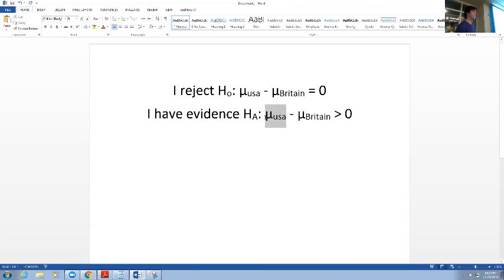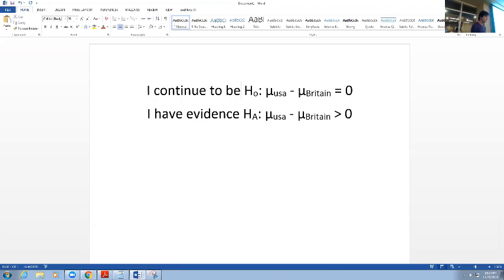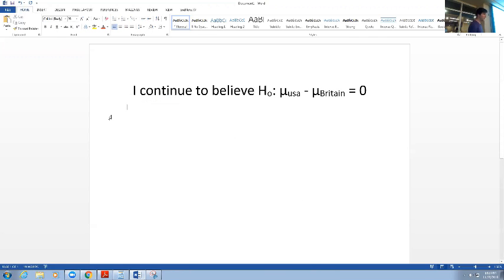Because that's what we saw, said USA men were taller. We had evidence of that. If we failed to reject, we could probably just say, literally we could have said this, because we failed to reject. And that frankly would be enough. I continue to believe the null that the true mean, there is no difference between the true mean heights of USA men and British men.